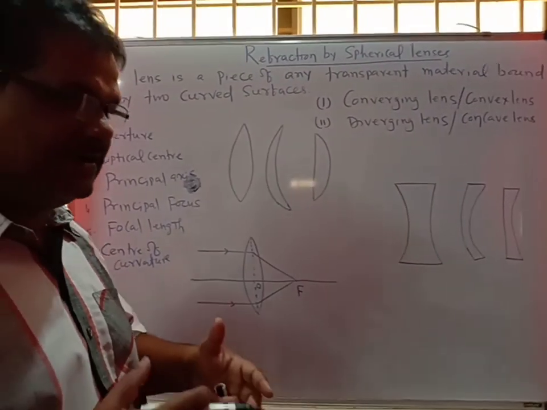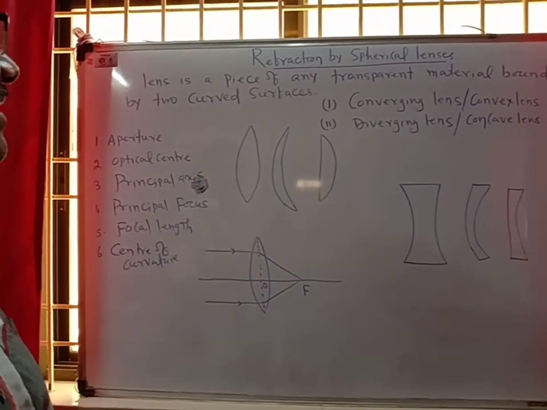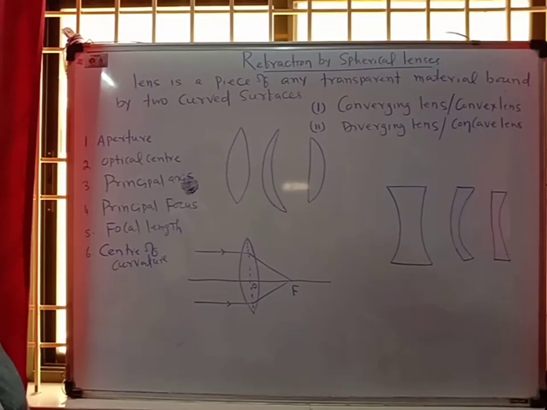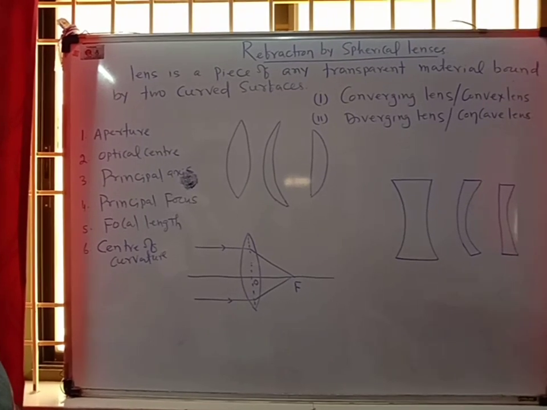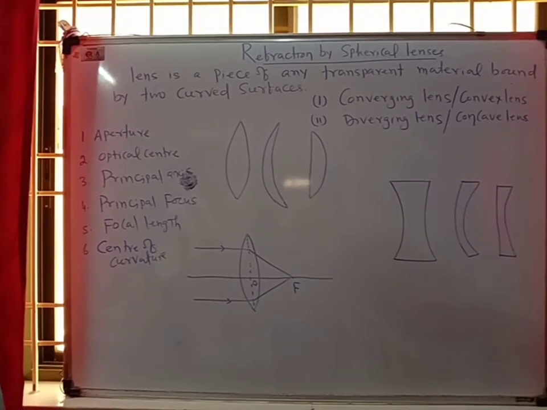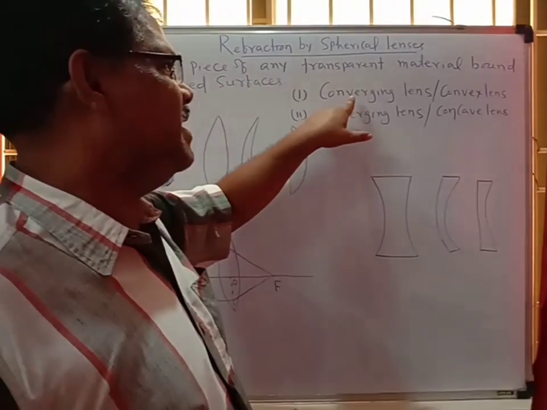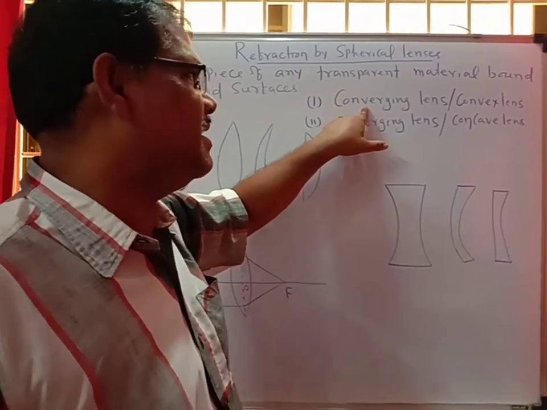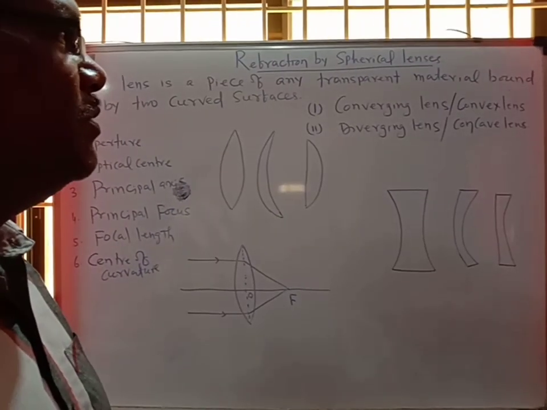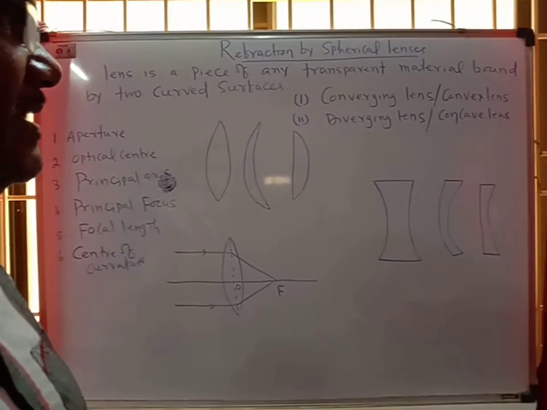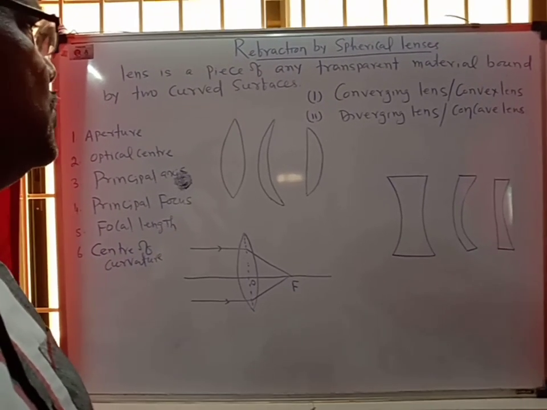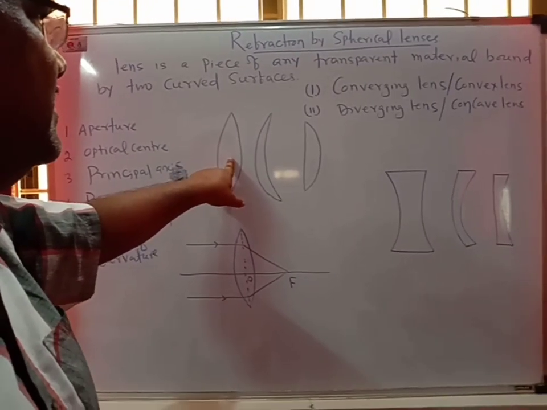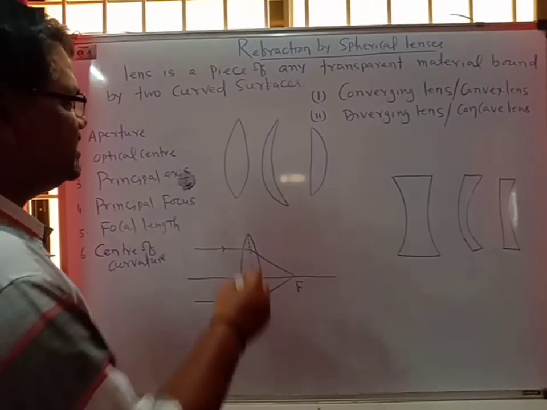Simple, different from the spherical mirror, because in a spherical mirror you find the reflection phenomenon. In a spherical lens you find the refraction phenomenon. How to identify the converging lens is very important. Which lenses are converging the rays of light to a point? Converging lenses are the lenses whose middle is thicker than the edge. So this is the converging lens.